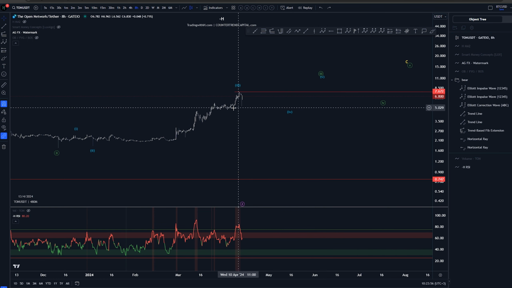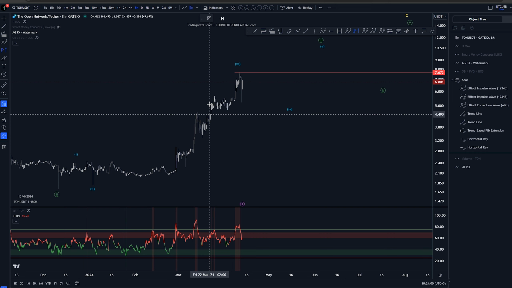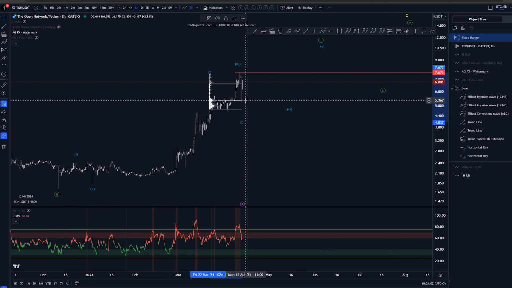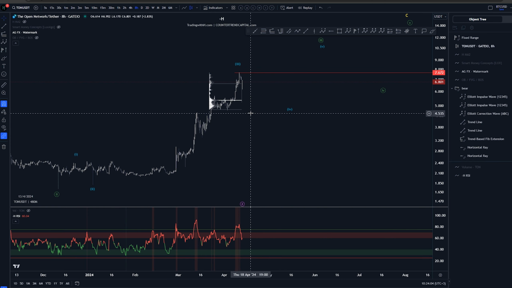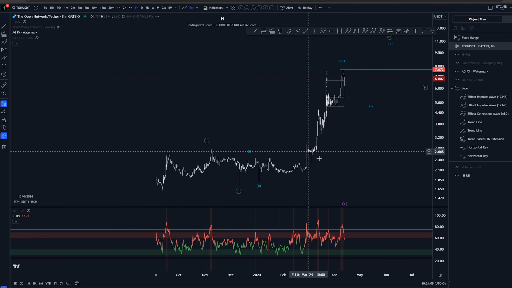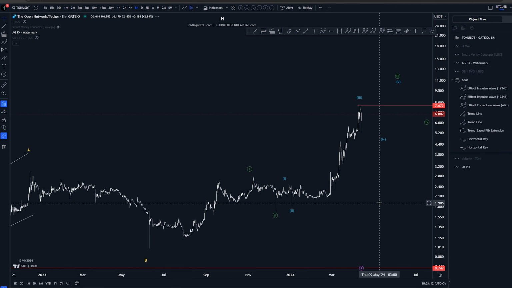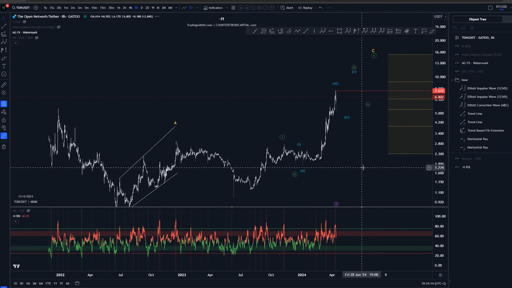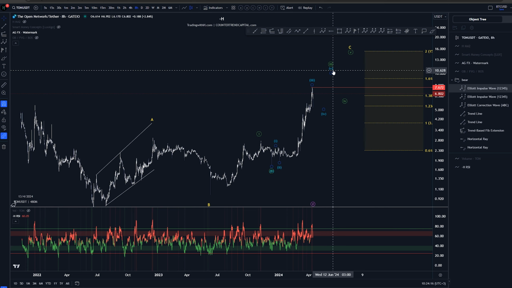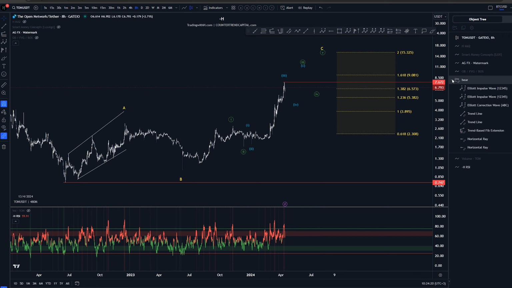But we came back to the previous consolidation area here, potentially closer to the point of control of this range, tagged it perfectly and pushed up yet again another 30%. That is massive, and so short in time, and yeah, potentially creating this fifth leg next. But that's the bearish scenario.